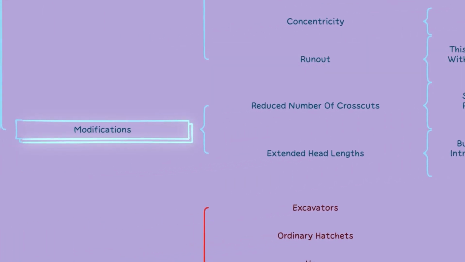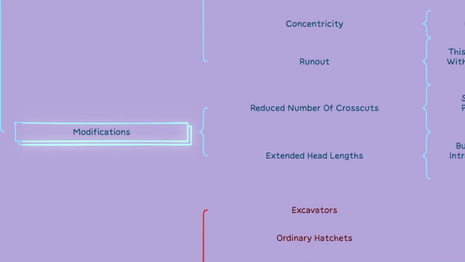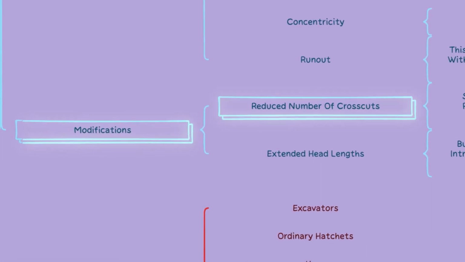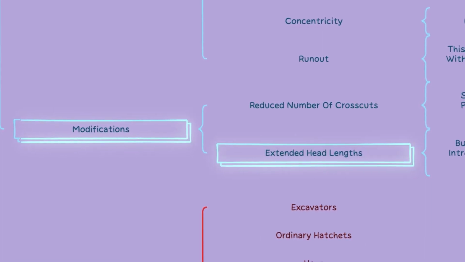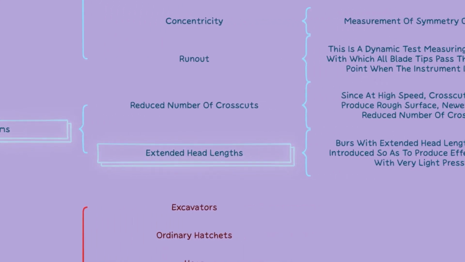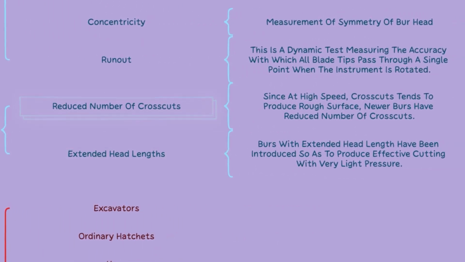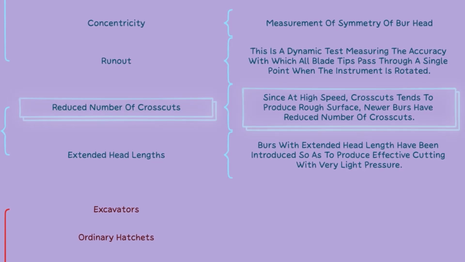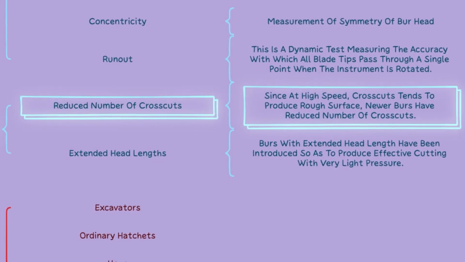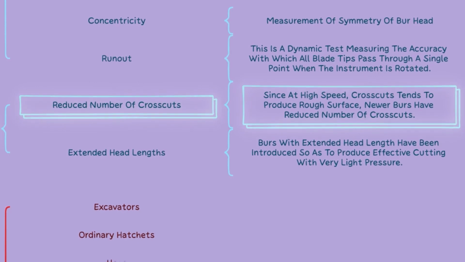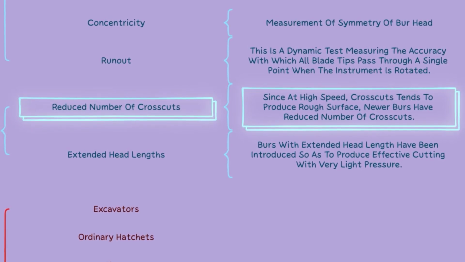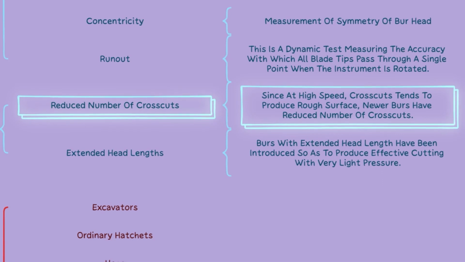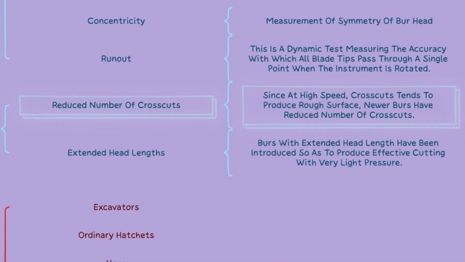Certain modifications have been made to the conventional burr blade design. These include reduced number of crosscuts and extended head lengths. Let's take a look at what these terms mean. Reduced number of crosscuts refers to the number of cutting edges on a burr. Burrs with a reduced number of crosscuts are less aggressive than burrs with a high number of crosscuts. This makes them less likely to cause damage to the tooth, but they may also take longer to cut.